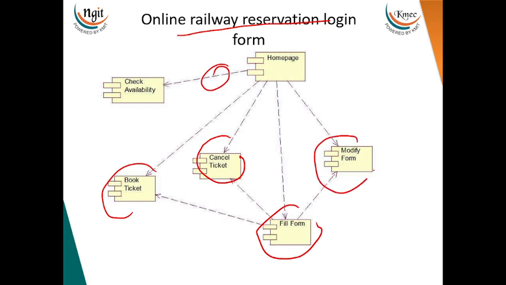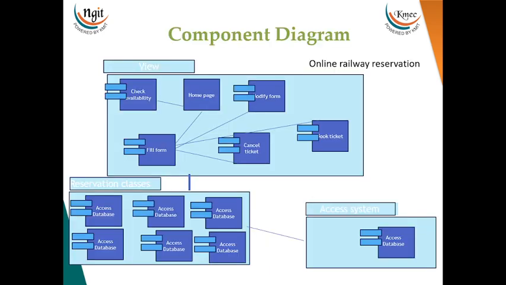This is also there. This is how a component diagram represents a distinct feature of hardware, or we can say what the different parts of this system are. Component diagram in detail of railway reservation: check availability, home page, check availability, and modify form. Fill the form, cancel the ticket, and everything.